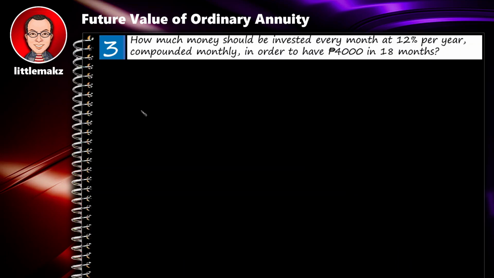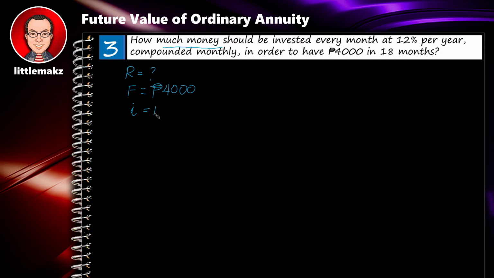So let us now answer our third example. How much money should be invested every month at 12% per year, compounded monthly, in order to have 4,000 in 18 months? Take note that the given here is the future value, and we're going to look for R, which is the one unknown. Since we're looking for how much money must be invested, R is the one which we're going to look for. Therefore, your 4,000 here is the future value. F is equal to 4,000 pesos.